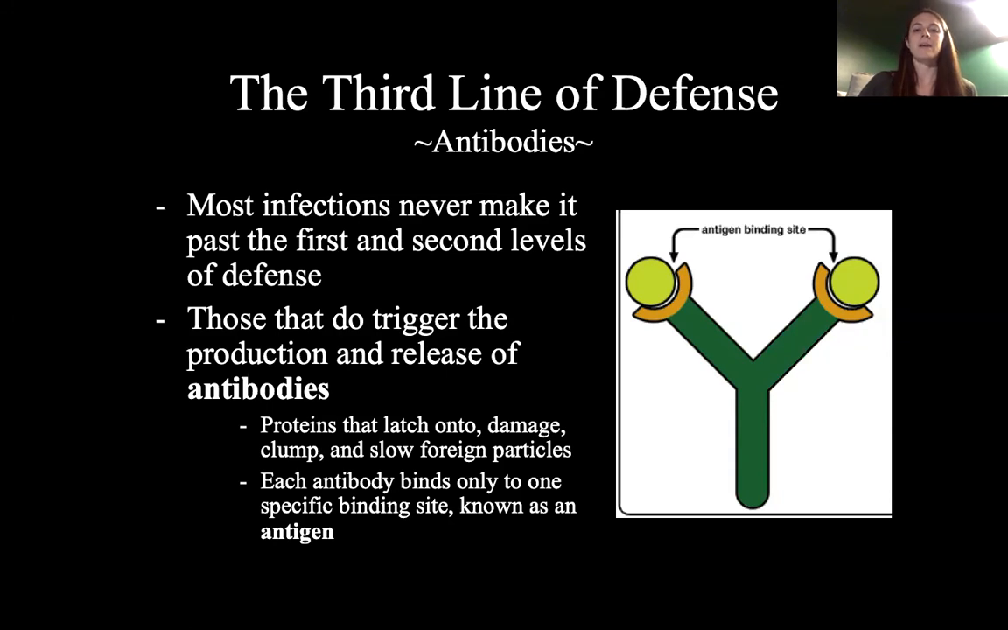So we have antibodies that indicate what type of blood we have. If you're type A blood or type B blood, you have different antibodies that would react if you got the wrong type of blood transfusion. But they also get made in response to some sort of invasion of our body. Viral invasions typically produce antibodies. And each antibody binds only to one specific binding site known as an antigen.